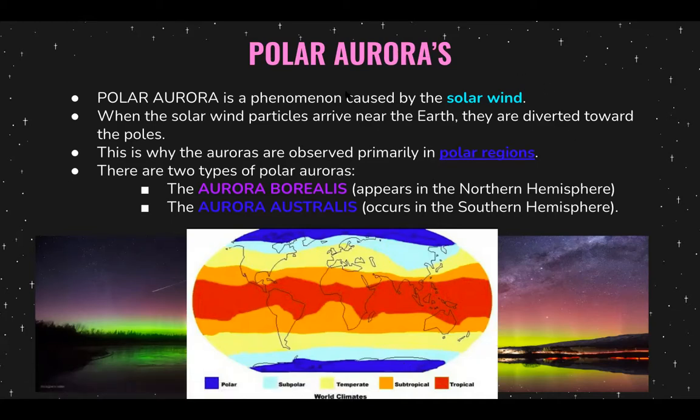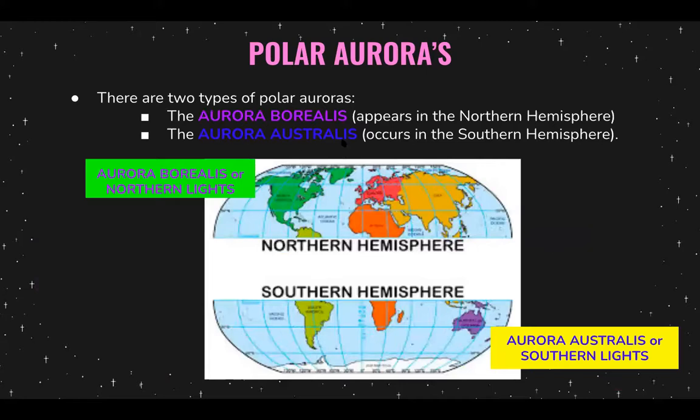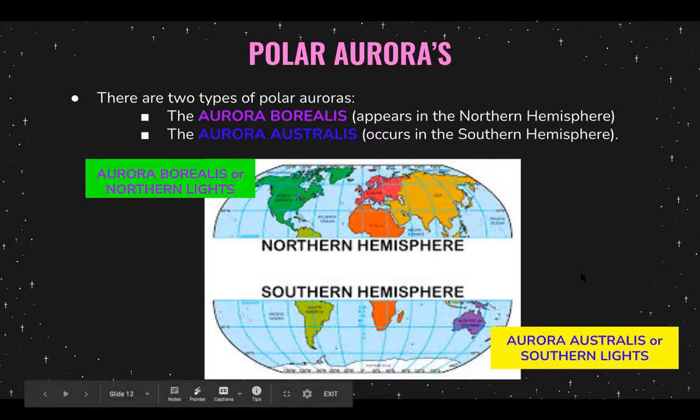There are two types of polar auroras. The aurora borealis appears in the northern hemisphere, and the aurora australis occurs in the southern hemisphere. Okay, so here is your northern hemisphere. This is up here. Remember, you see them mainly in the poles. So this is North Pole. So we'd be talking about aurora borealis or northern lights in the northern hemisphere. And in the southern hemisphere, we are calling them aurora australis or the southern lights.